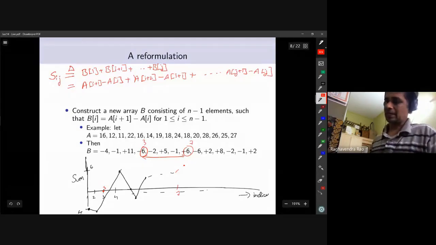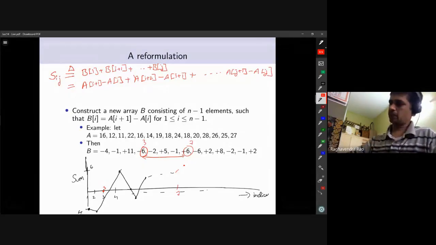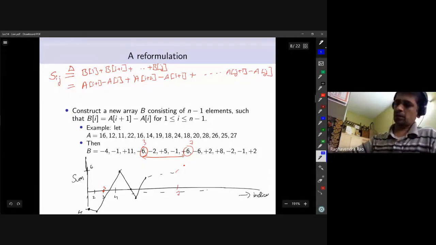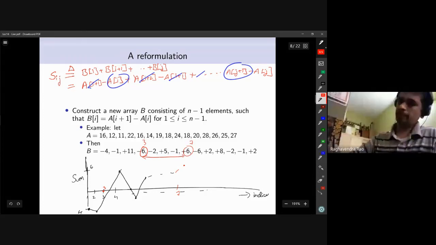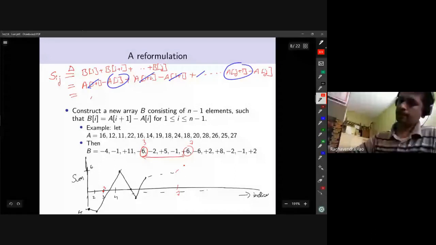So now there is a telescoping that is happening. So ai plus 1 gets cancelled. Similarly, ai plus 2 gets cancelled, and so on. So what are the elements that are surviving? aj plus 1 and ai. So this is equal to aj plus 1 minus ai.